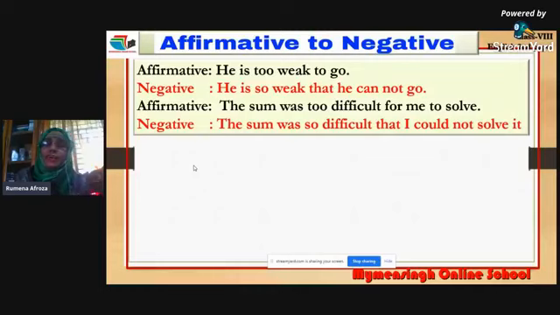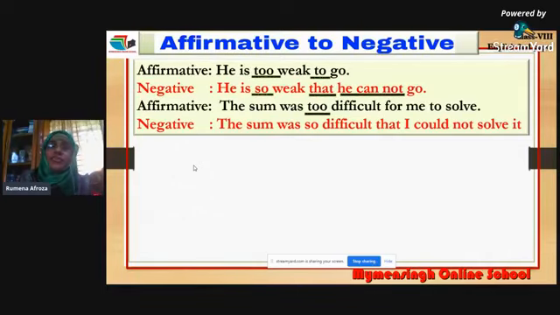Okay, students, next example. He is too weak to go. What will be the negative form? He is so weak that he cannot go. What is the difference here? The first too becomes so, the second to becomes that, and you also have to use subject cannot or could not. Could not will be used when the sentence is in past form. Okay.